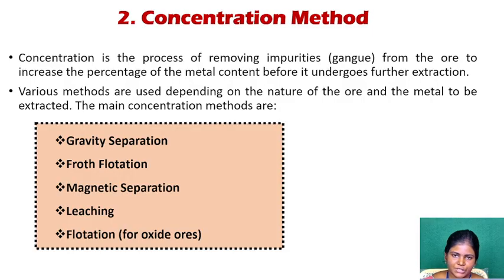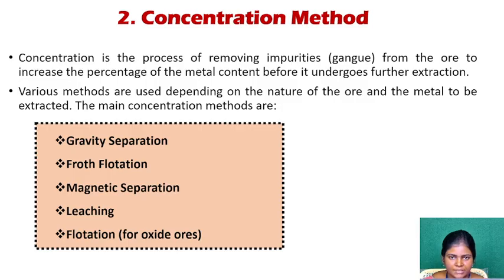Then the concentration method. This is the second method. Concentration is a process of removing impurities, that is gangue, from the ore to increase the percentage of the metal content before it undergoes further oxidation. So here we are going to increase the concentration and remove the impurities from the ore. Various methods are used depending on the nature of the ore.